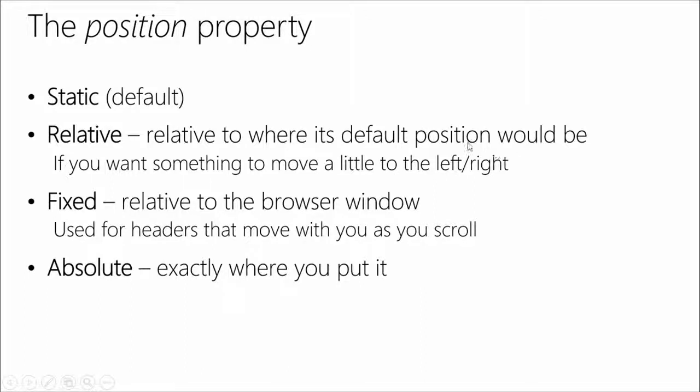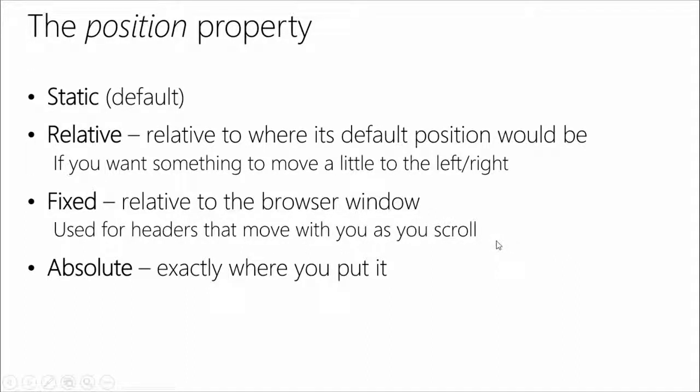The second is relative. So that is relative to where its default position would be on a page. Basically, say you had an element in the top right corner of something, and you want to shift that down a little bit. Shift it down by 100 pixels or maybe 10% based on the page. You would use relative because you're basically trying to just move the element relative to where its original place would be.